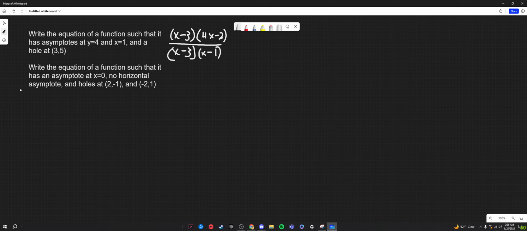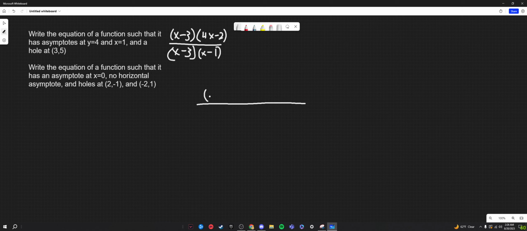Now let's move on to the second one. It states, write the equation of a function that has an asymptote at x equals 1, no horizontal asymptote, and holes at (2, -1) and (-2, 1). So this one is a little bit tougher, but we can start with the same approach. So we want holes at 2 and -2.